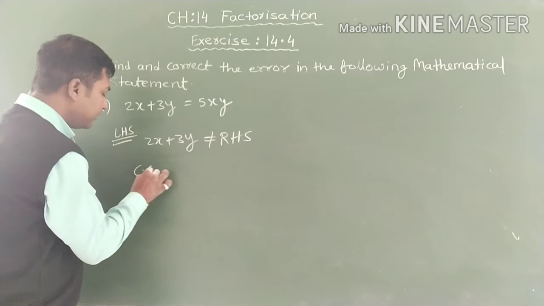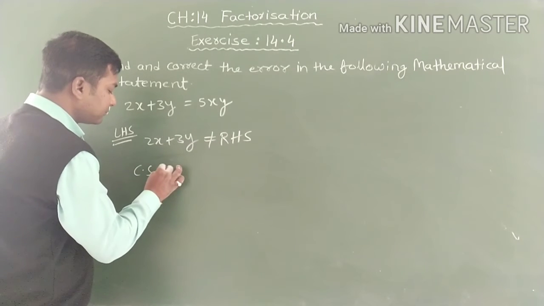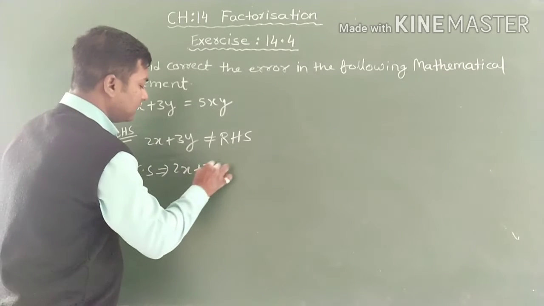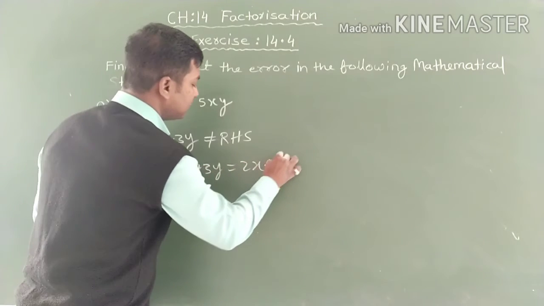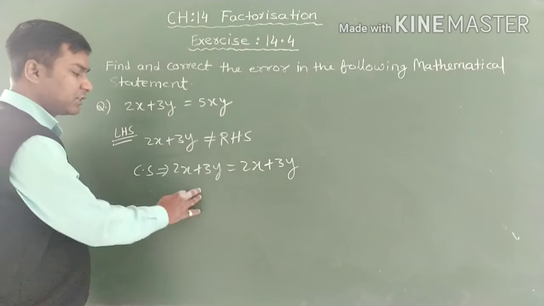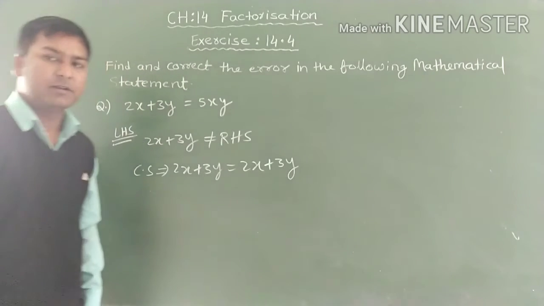Now the correct statement will be 2x plus 3y is also equal to 2x plus 3y. It cannot be added, so this is the correct statement. Okay. Now next question.